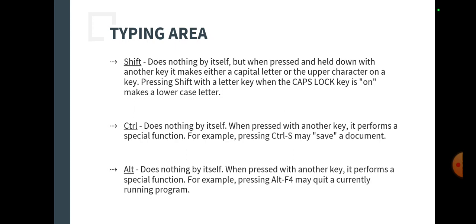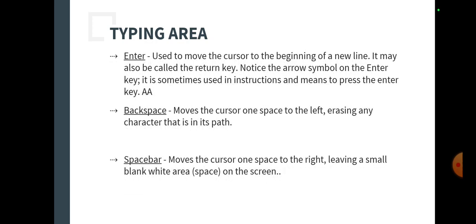Next is the Alternate or ALT, which does nothing by itself. When pressed with another key, it performs a special function. For example, pressing Alt F4 may quit a currently running program. The Enter is used to move the cursor to the beginning of a new line. It may also be called the Return key. Notice the arrow symbol on the Enter key. It is sometimes used in instructions and means to press the Enter key.